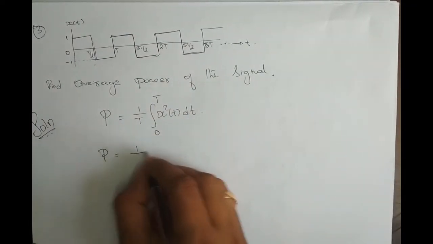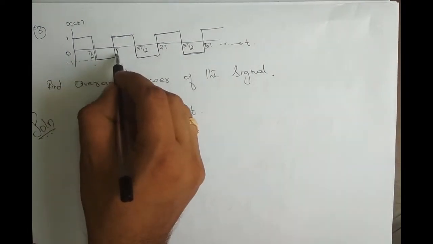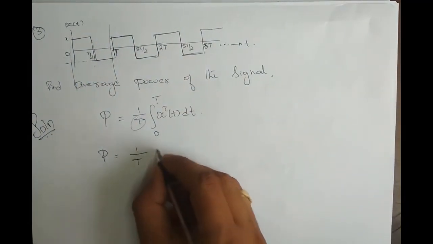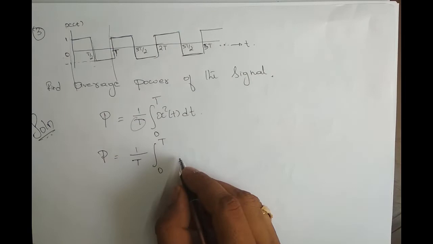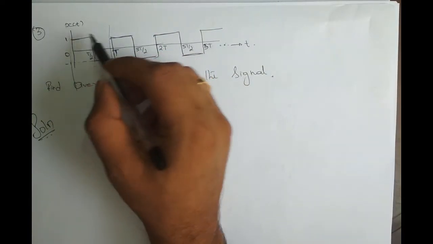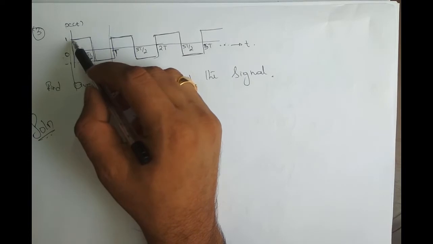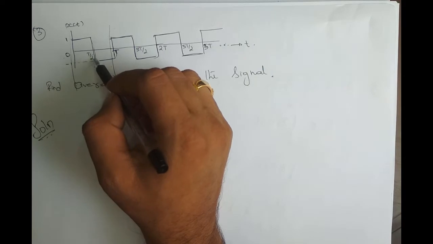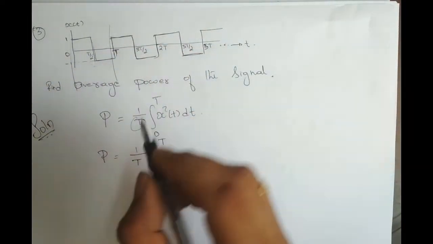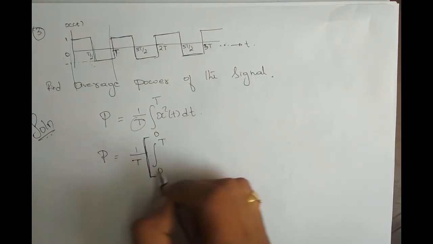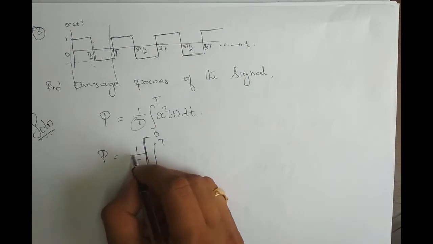P is equal to 1 by, what is the fundamental period? It is 0 to T, right? The smallest value of time for which the signal is repeating is this part, which is capital T. Since the signal is not continuous, the amplitude is 1 for t varying from 0 to T by 2, and minus 1 for t varying from T by 2 to T. So I'll split the integration accordingly. This 1 by T is for both the positive cycle and the negative cycle, so I took it outside the bracket.